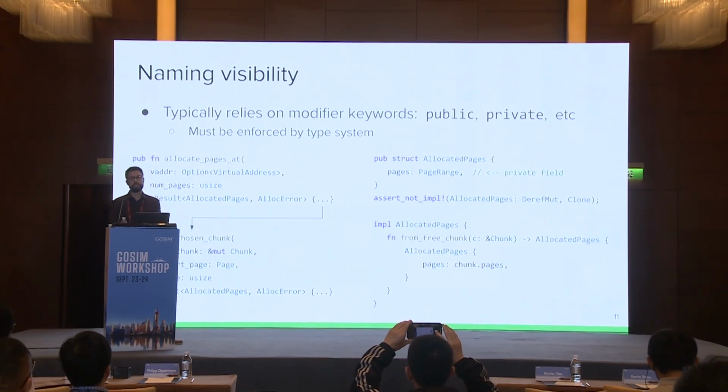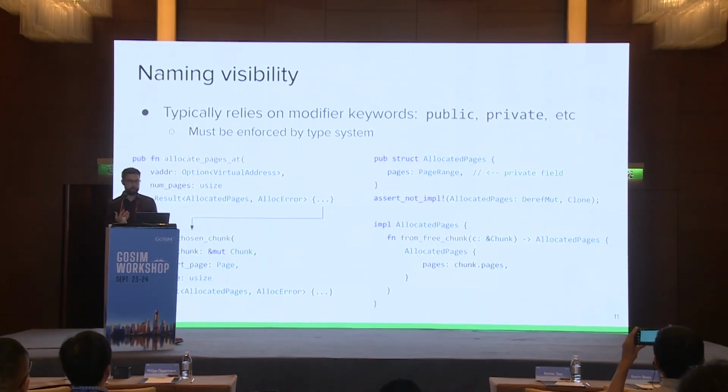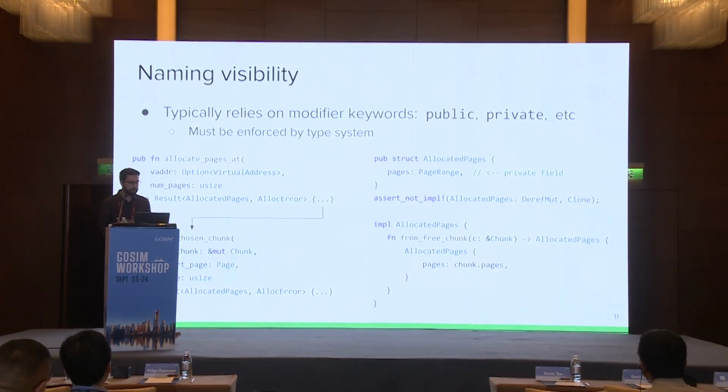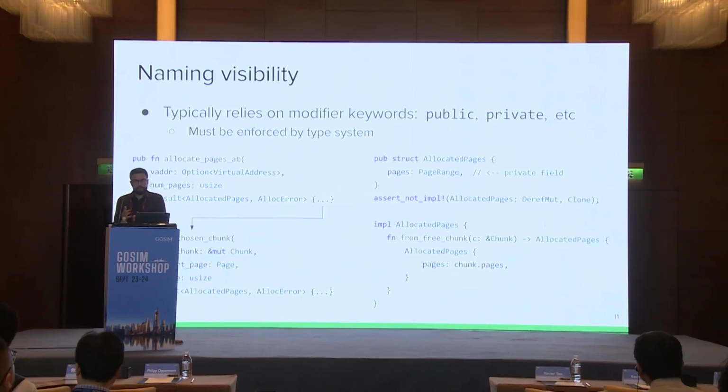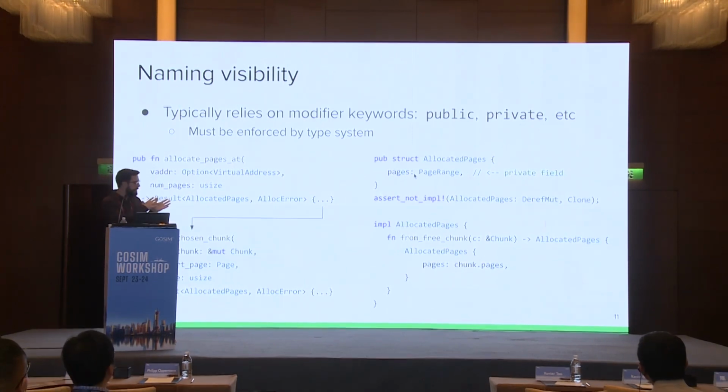So typically these are the modifiers that you're used to seeing, public, private, whatever it may be, in your particular language of choice. This has to be enforced by the type system, right? So the compiler will tell you if you're invalidly accessing a private field or something. For example, this pages here, that's private. So anybody outside of this crate, outside of this domain of code, should not be able to access that, right?